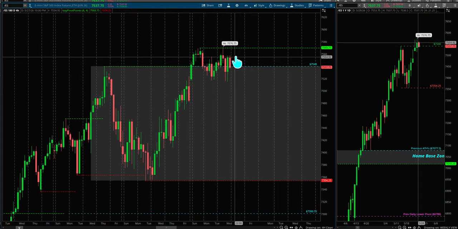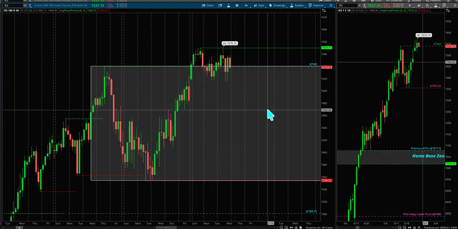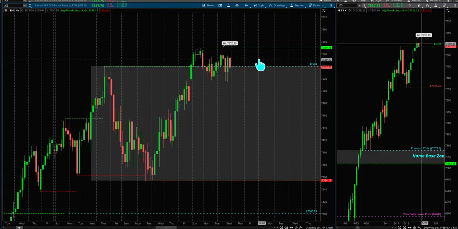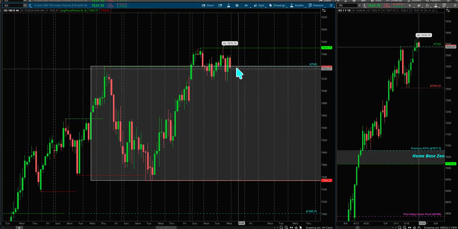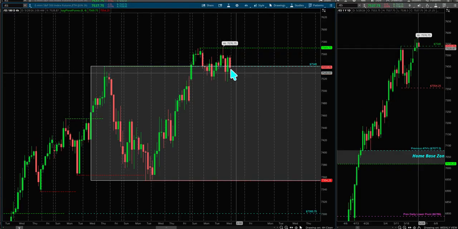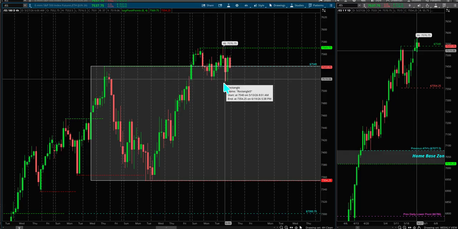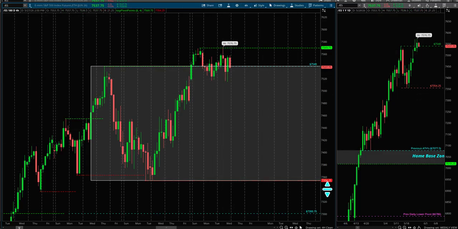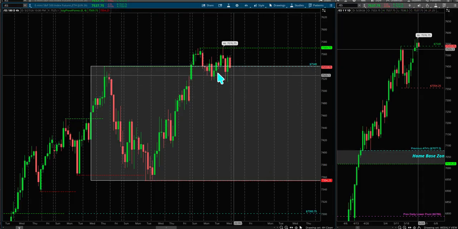Because if we fail to hold above 75.40, this is going to place the market back inside of this 4-hour range. And the risk here is that if we fail to maintain in this upper part of the 4-hour range, the risk here is as low as 73.54.